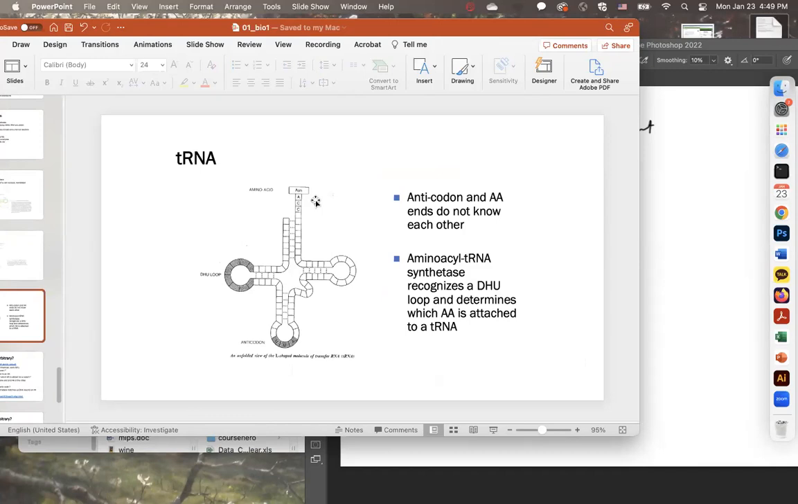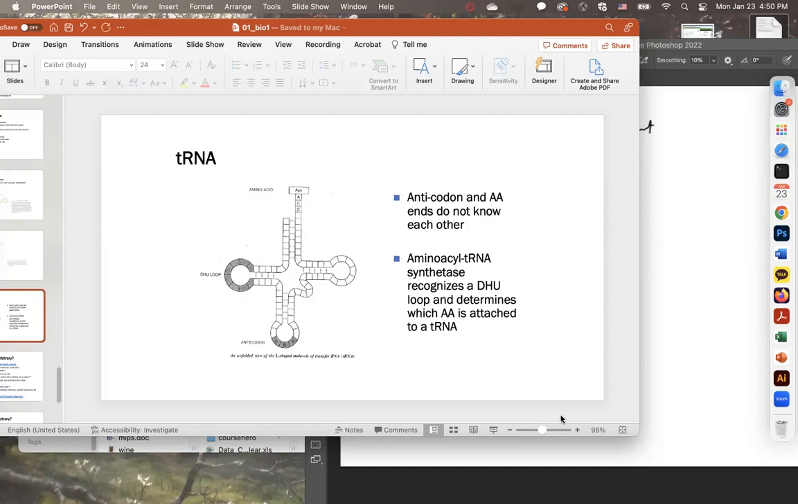It turns out that there is this D loop involved and so forth, and also an enzyme called amino acid tRNA synthetase, which recognizes this particular D loop, what they call the D loop. And he makes an interesting argument.